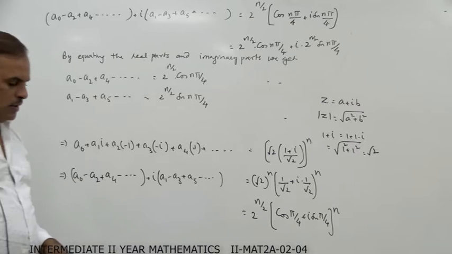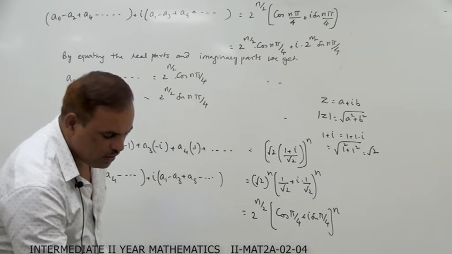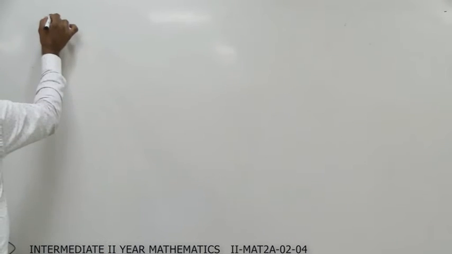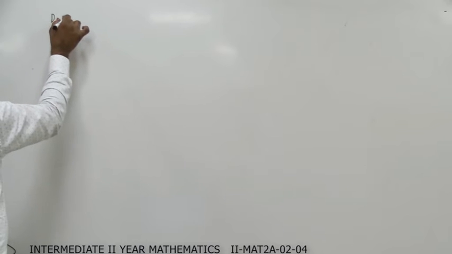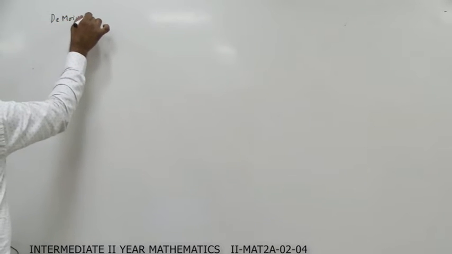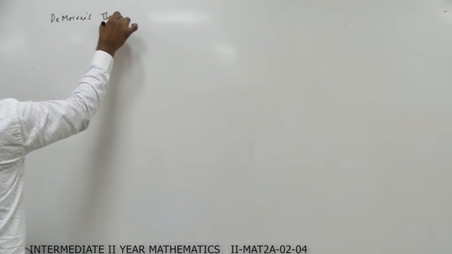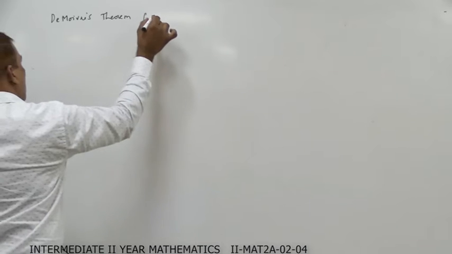Okay, this is about the fourth problem. De Moivre's theorem for rational index.